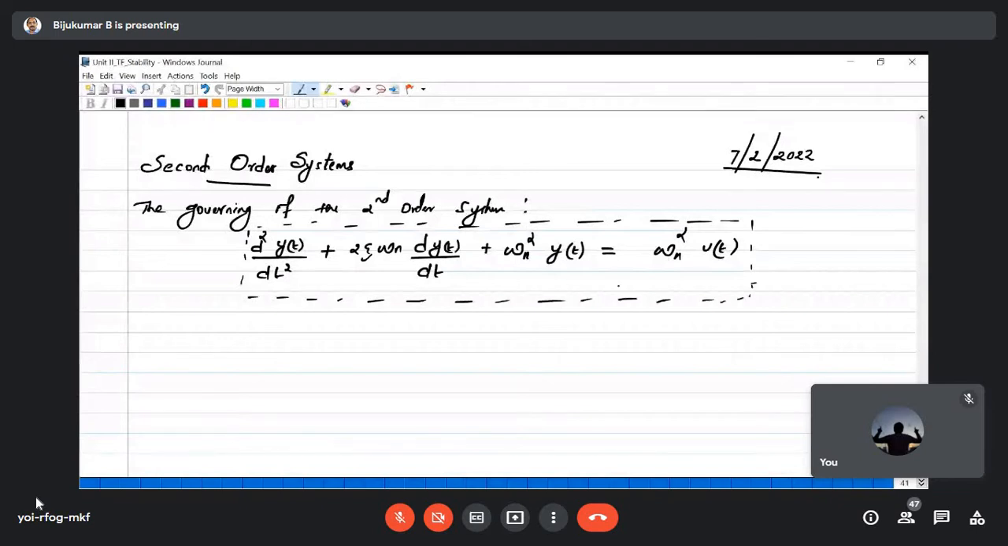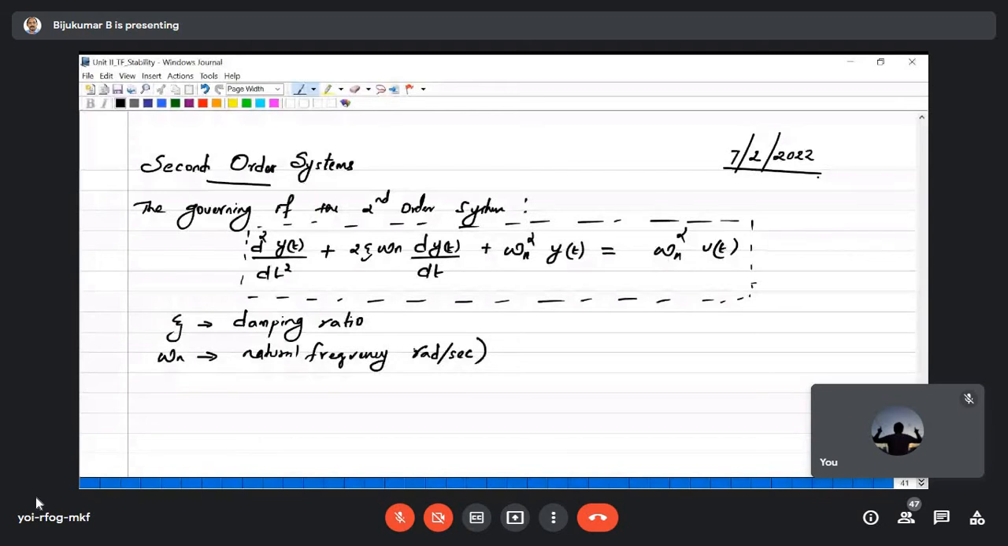And compared to first order system, you can see two new parameters here. One is called zeta. Zeta is called damping ratio of the system. Now I will define all the parameters. Later we will see what it is. Omega n is called natural frequency. And actually damping ratio is a unitless factor only. Natural frequency unit is radians per second.